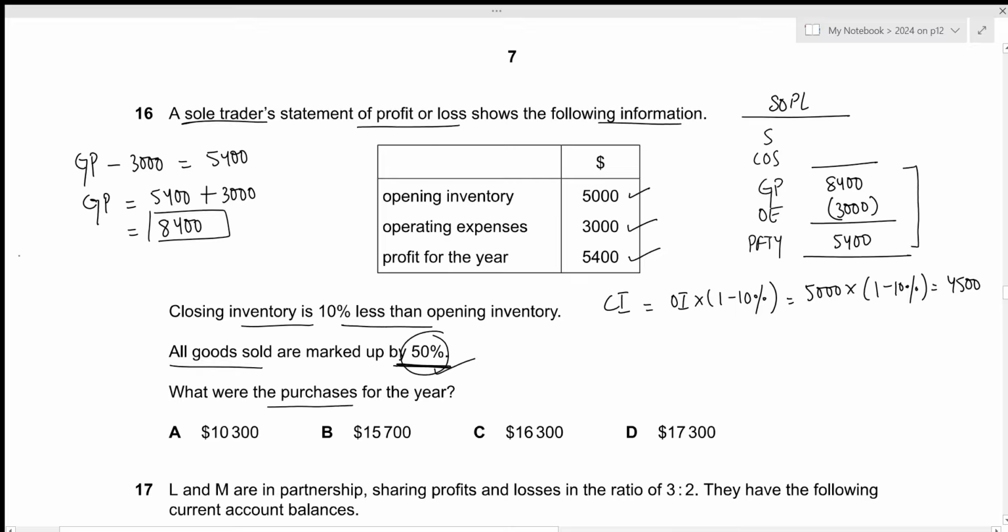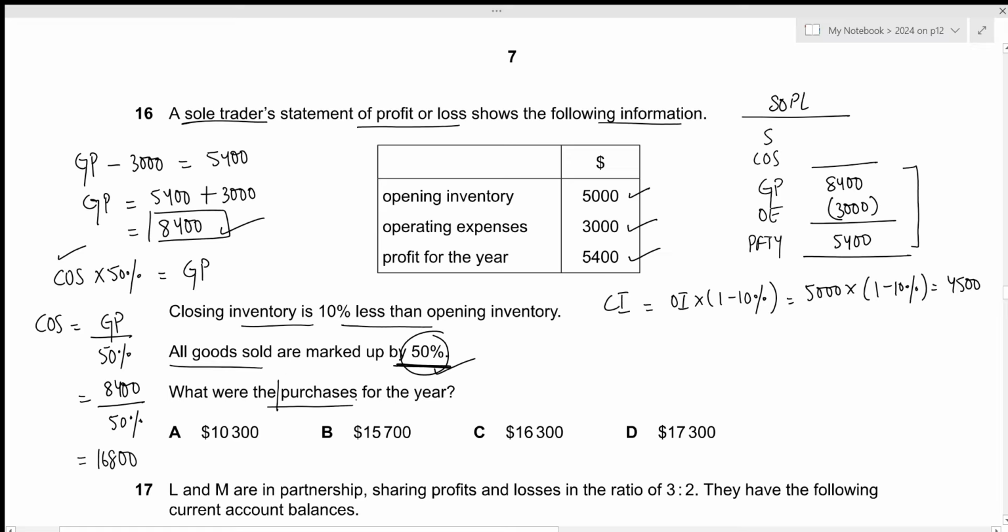So how we can apply this 50% is that the cost of sales times 50% should be equal to the profit part, which is the gross profit. We're trying to calculate the cost of sales. So cost of sales will just be gross profit divided by 50%. Gross profit in this case is 8400. So 8400 divided by 50%. This results in the value of 16,800.